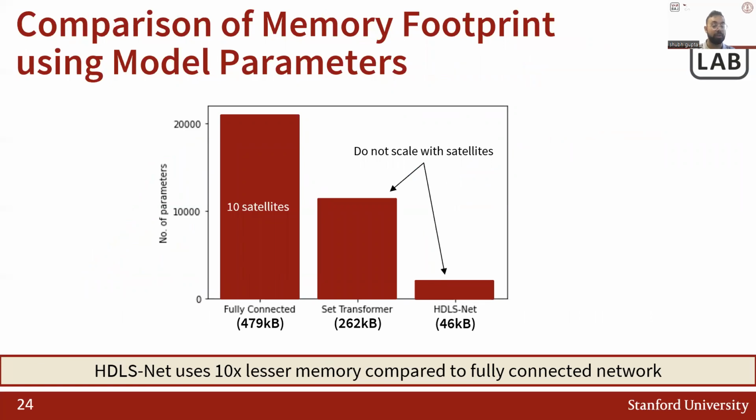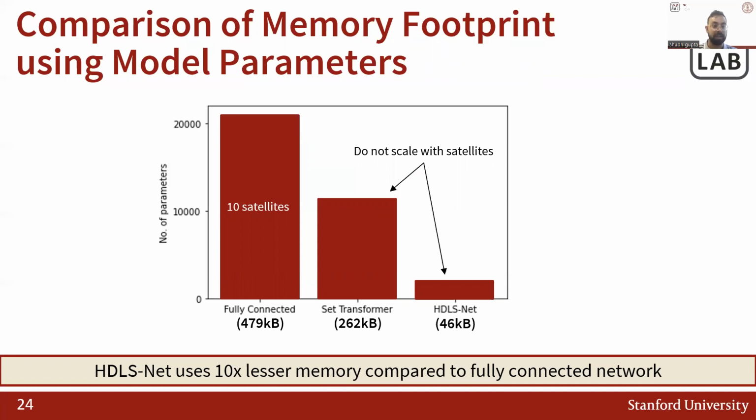Another advantage of our proposed approach is its memory efficiency, which we show by comparing the memory footprint of the different baselines using model parameters. As can be seen from this plot, fully connected networks require the most parameters, and they also scale with the number of satellites. So here, these plots have been generated for a fully connected network designed for 10 satellites, but increasing the number of satellites would increase the number of parameters even further.